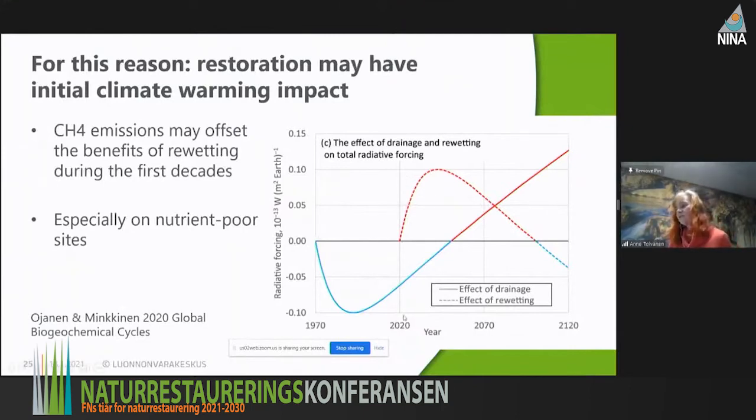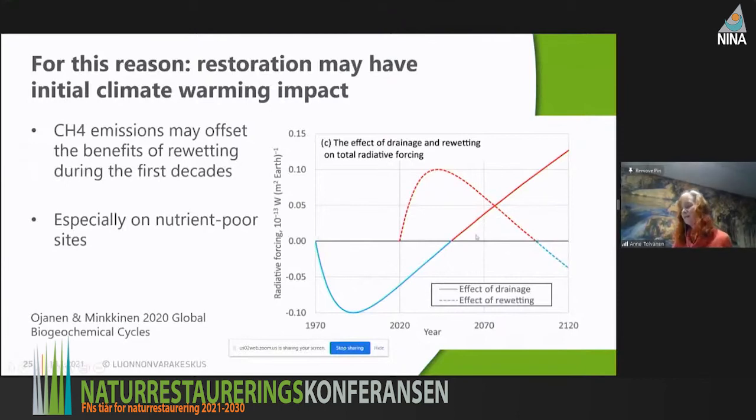Whereas if the restoration is done in 2020, it first causes a big peak in methane emissions, which means that it has a warming impact. And since the tree layer doesn't sequester carbon because it's taken out in the restoration, it has a climate warming impact in the beginning. But along with time, the peat starts to accumulate into the soil and it sequesters carbon, and in the end, restoration has a climate cooling impact.